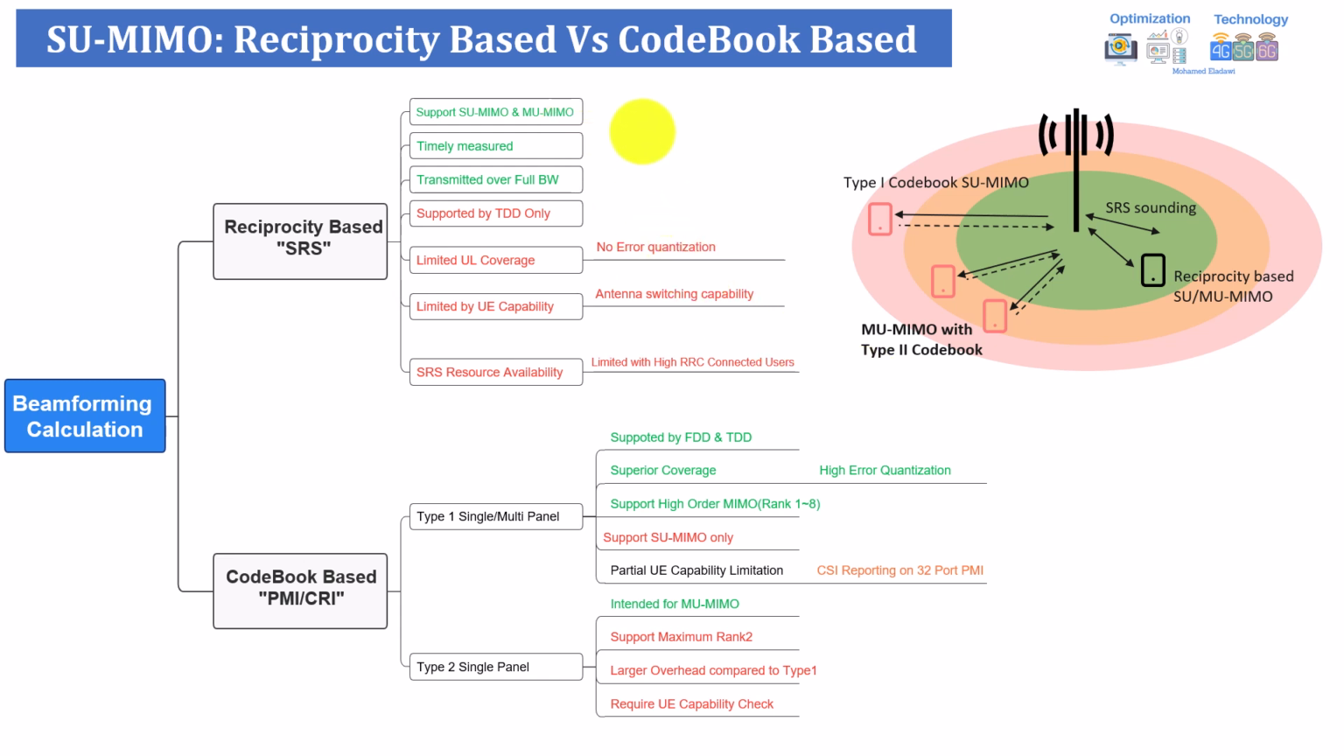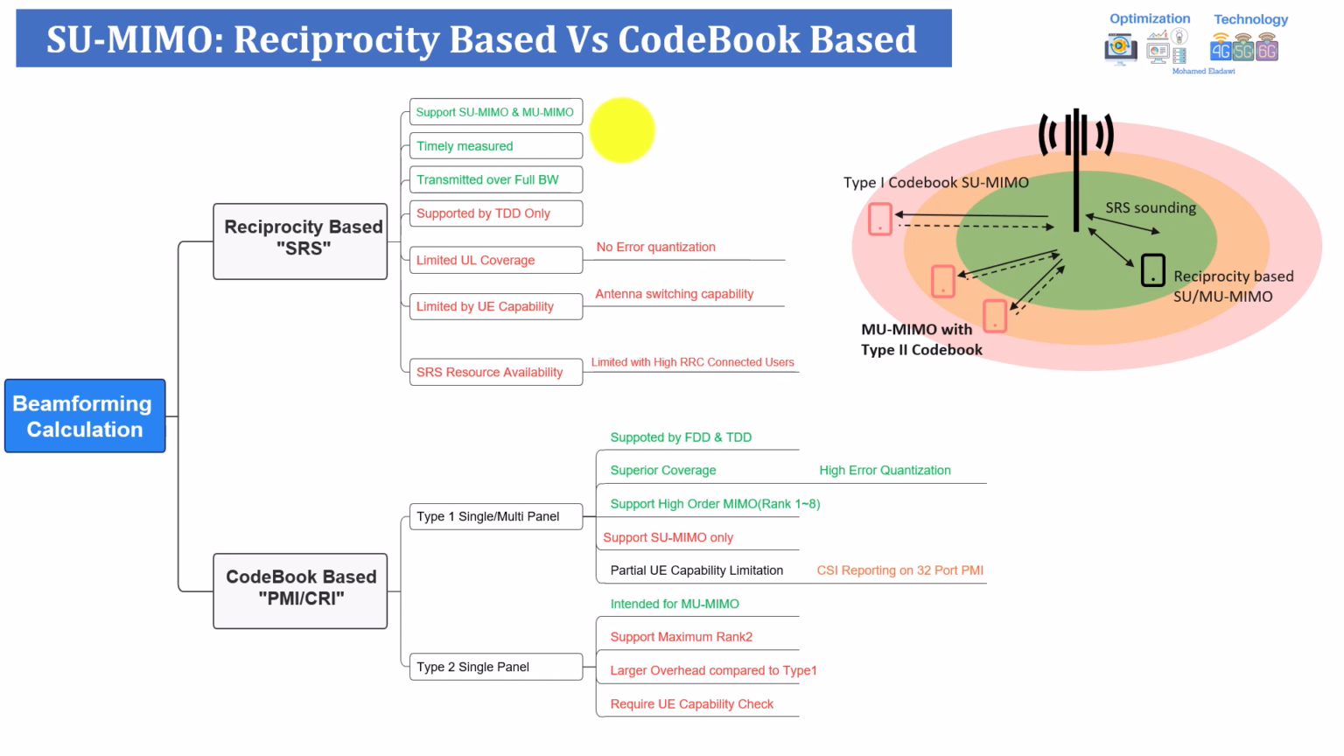The second type, which is a very detailed one, is the codebook-based, or as we usually call it, the precoding matrix. It has two types. The first one is called type 1, single or multi-panel, which is supported by both FDD and TDD, compared to the reciprocity-based approach, which is TDD.